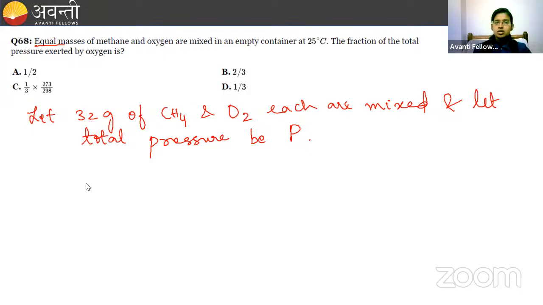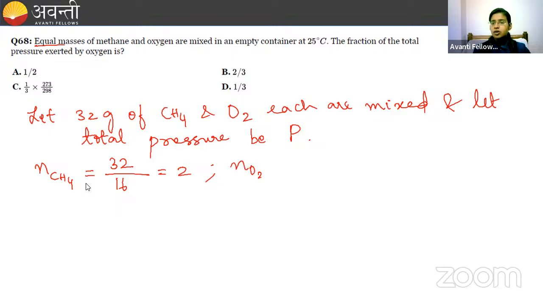Now to find the fraction of total pressure exerted by oxygen, I need the mole fraction. In the mole fraction formula, we have to substitute the number of moles, so first I need to find the number of moles for both the gases. The number of moles of CH4 is equal to mass by molar mass. The mass of CH4 is 32 and the molar mass of CH4 is 16, since carbon is 12 and each hydrogen is 1. So 32 by 16 is 2. This is the number of moles of CH4.